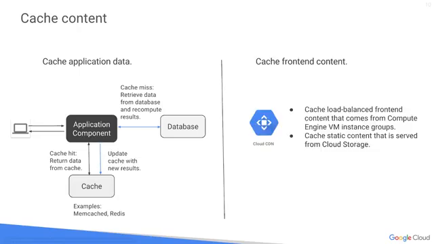In addition to caching application data in a cache such as Memcached or Redis, you can also use a content delivery network to cache web pages. Cloud Content Delivery Network can cache load-balanced front-end content that comes from Compute Engine VM instance groups or static content that is served from Cloud Storage. For more information about using Cloud CDN, see the Downloads and Resources pane.